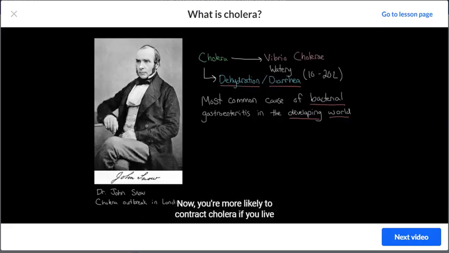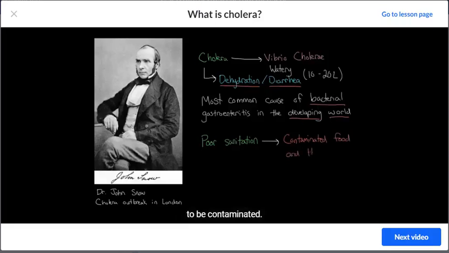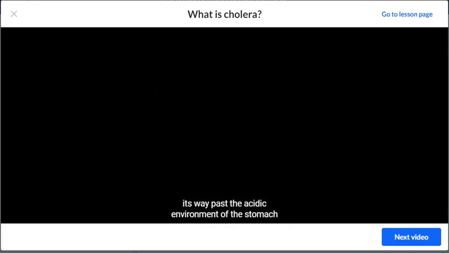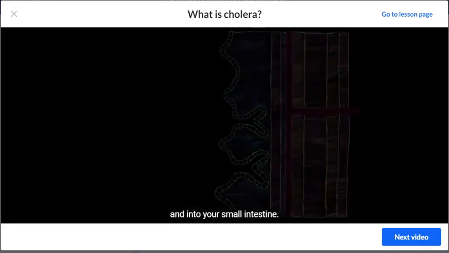Now, you're more likely to contract cholera if you live in areas of poor sanitation. And that's because in areas of poor sanitation, the food and water is more likely to be contaminated. If you eat this contaminated food and drink this contaminated water, you're very likely to contract the infection. So once you contract the infection, it first needs to make its way past the acidic environment of the stomach and into your small intestine.